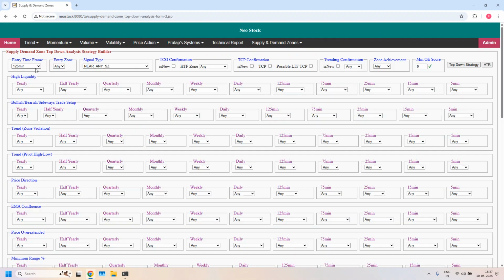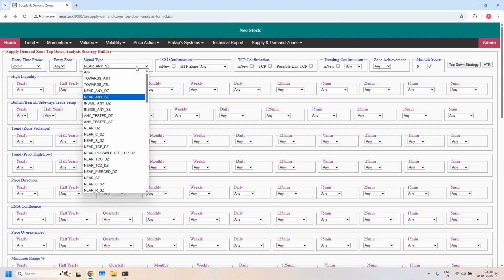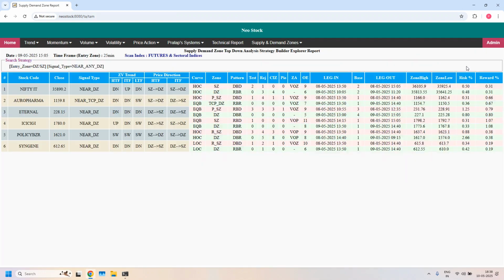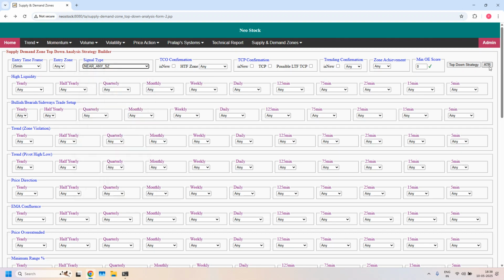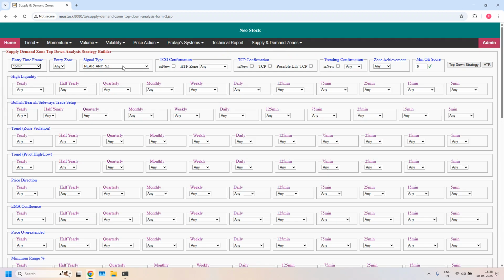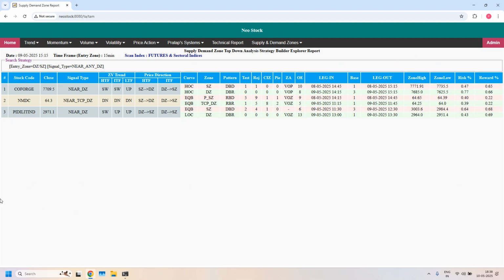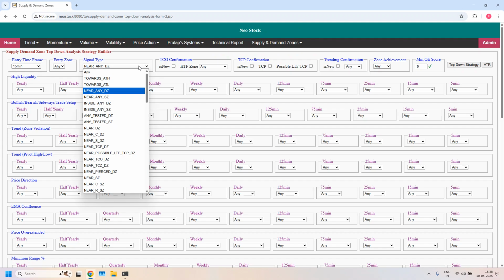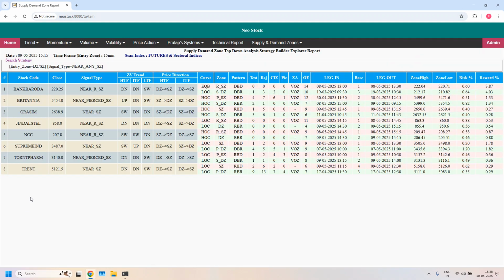Okay, next time frame is 25 minutes, because 75 we already generated in the beginning. Stocks near to the 25 minutes demand zone, we got 6 stocks. Next, stocks near to the 25 minutes supply zone, we got 10 stocks. Okay, next time frame is 15 minutes. Stocks near to the 15 minutes demand zone, we got 3 stocks.